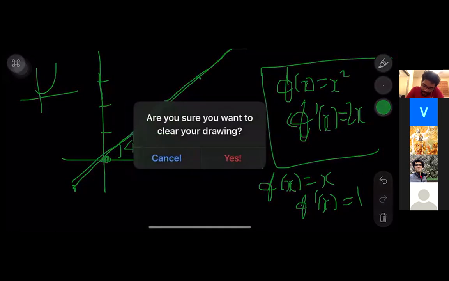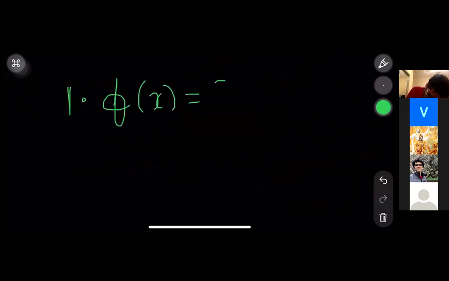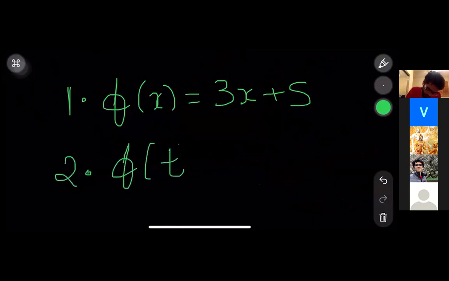That is the main topic that I wanted to talk about today. And I will give you a couple of problems to work on just to get practice of this formula. So let's try. The first thing is, let's do f of x equals 3x plus 5. Try to calculate the slope of this function. And the second problem is f of t. So this variable can change.